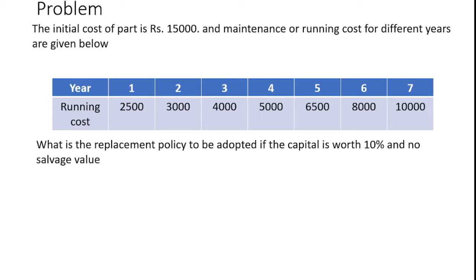Here, the question is, what is the replacement policy to be adopted if the capital is worth 10 percent and there is no salvage value? This problem can be solved only by the present worth method, which is model 2, because in this problem we have an interest rate of 10 percent. So, how can we solve it?